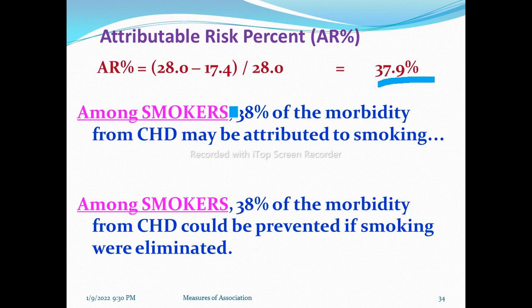So among smokers, about 38% of the morbidity due to CHD may be attributable to smoking. Among smokers, 38% of the morbidity due to CHD could be prevented if smoking were eliminated. So 38% is due to smoking, and if smoking is prevented, 38% will be eliminated or prevented. This is known as attributable risk percent.